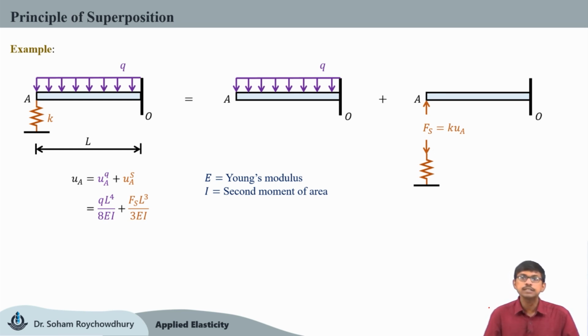Now, Fs is once again related to the displacement ua. So, Fs can be written as k times ua, spring constant times the displacement of the spring, the compression of the spring.